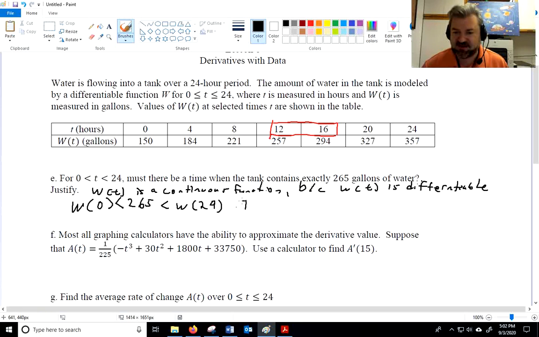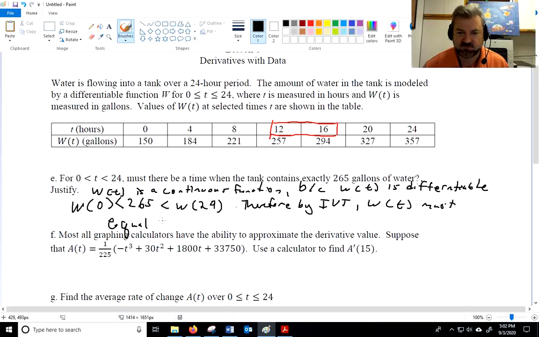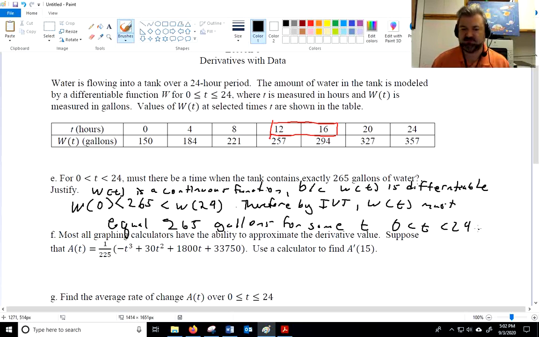So then I have to cite it. Therefore, by the IVT, W of t must equal 265 gallons at some point for some t, 0 less than t less than 24. That's that open interval that guarantees it.